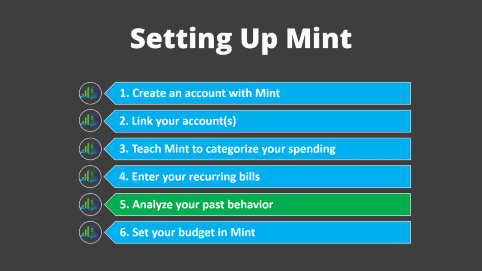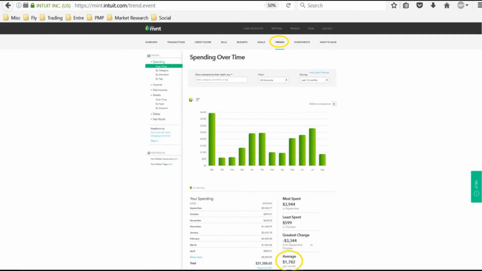So the next step is to analyze your past behavior. This way you can get some insight on what you've done in the past and maybe know ways you can tweak your behavior for the future to better utilize your money and save more. So if you click over to trends and then spending, you can either look at it over time or by category or whatever. In this situation, we're looking at spending over time. We're looking at the last year.